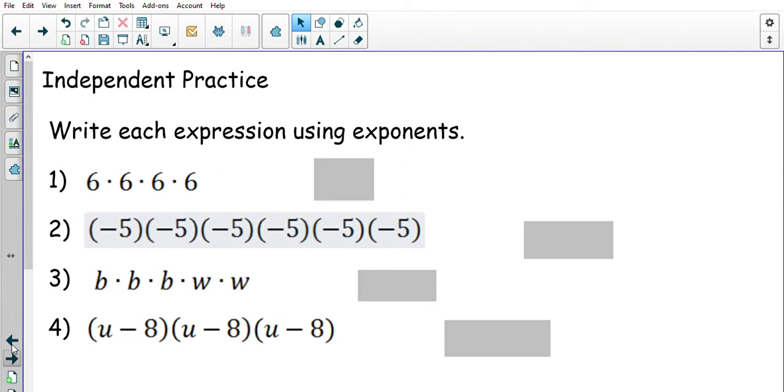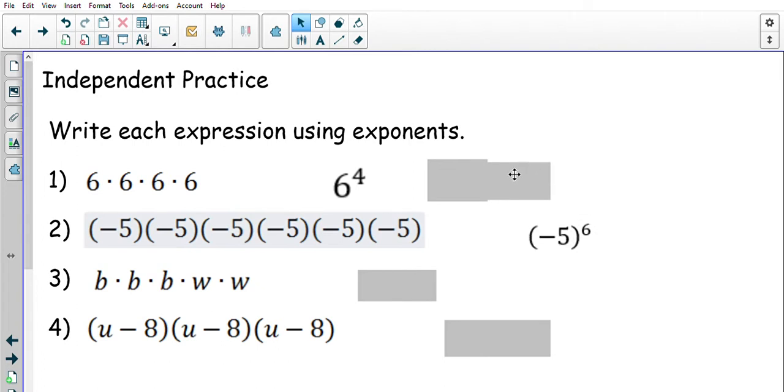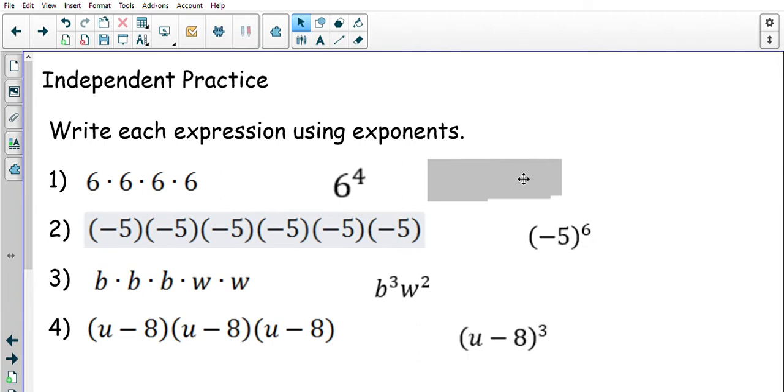All right, so number 1, I hope you have 6 to the 4th power. Number 2, I hope you have negative 5 in parentheses. No parentheses, it is incorrect. Negative 5 to the 6th power. Number 3, you should have 2 bases here. So you should have b to the 3rd power, w to the 2nd power. Don't forget you can have a dot for multiplication in between those as well. Finally, number 4, I certainly hope you have u minus 8 in parentheses to the 3rd power.